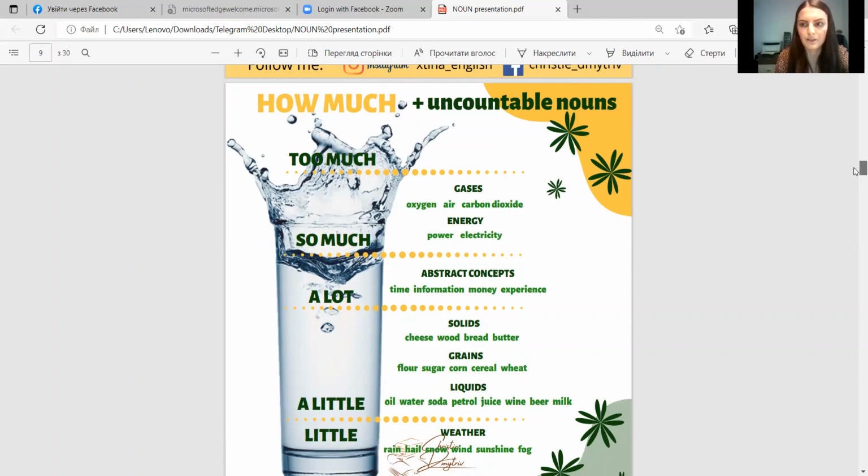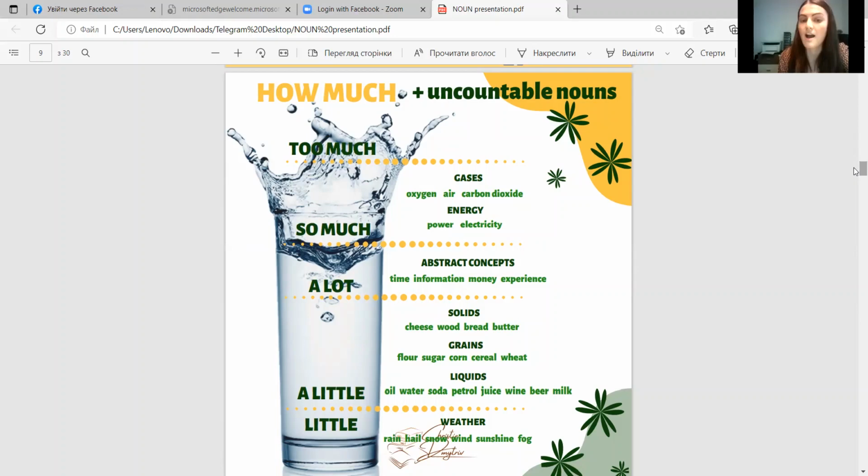So first of all, it's gases, like oxygen, air, carbon dioxide. It's when you talk about energy, for example, power, electricity. That's always some abstract concepts, abstract nouns: time, information, money, experience, the things that you cannot see, but you can have only an abstract idea of them. Then solids, something which is hard, like cheese, wood, bread, butter, grains, зерна, flour, sugar, corn, cereal, wheat. Liquids, рідини: oil, water, soda, petrol, juice, wine, beer, milk. And of course, weather, some natural phenomena: rain, hail, snow, wind, sunshine, and fog.